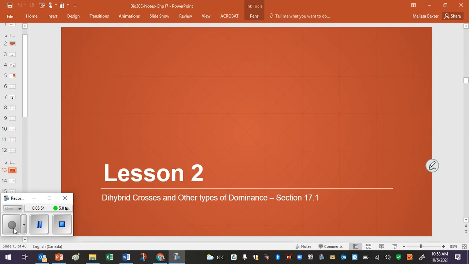so we're going to move on and talk about some different scenarios. So we've got that first type of cross. We know what a test cross is. We understand how Mendel figured out dominance in his pea plants.